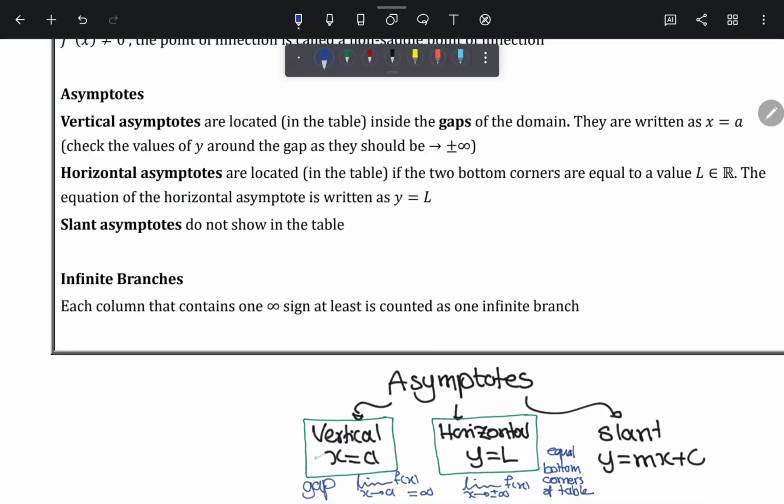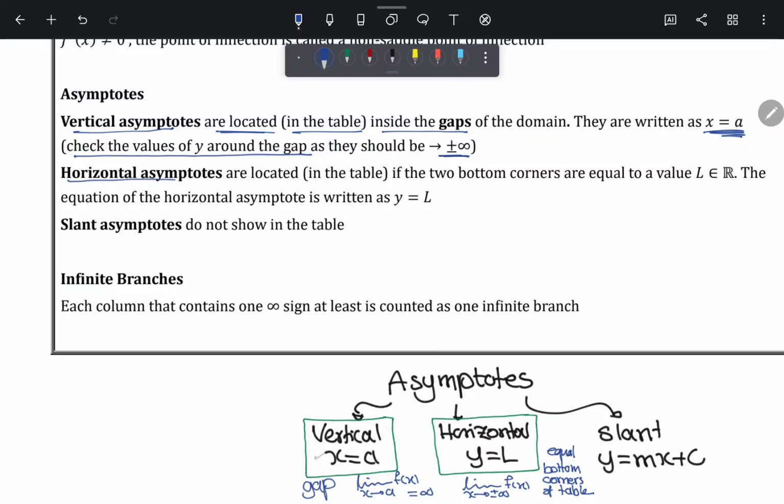Look again. So vertical asymptotes, where are they? They're located in the table inside the gaps. They are written as x equals a, and we check the value of y around the gap because it has to be what? Plus or minus infinity. That's the check.